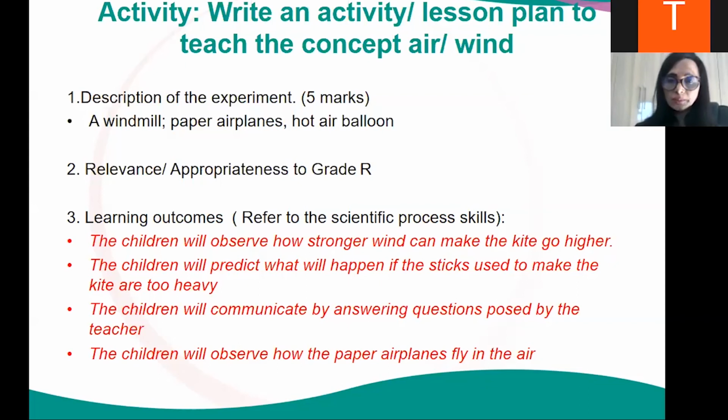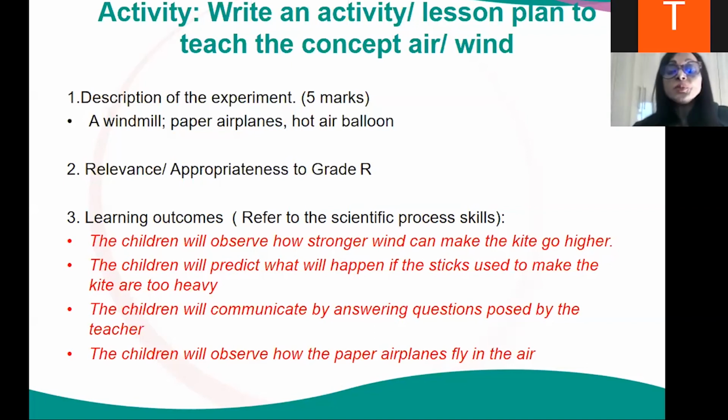Number 2 is the relevance or appropriateness to grade R. What it actually means is, how relevant or appropriate is this experiment for grade R learners? Some students would do an experiment that involves, for example, chemicals, or resources or materials that are not appropriate for grade R learners. Things that are more appropriate for maybe high school learners. Things that are appropriate for use in the laboratory. Now, that is not appropriate for grade R.